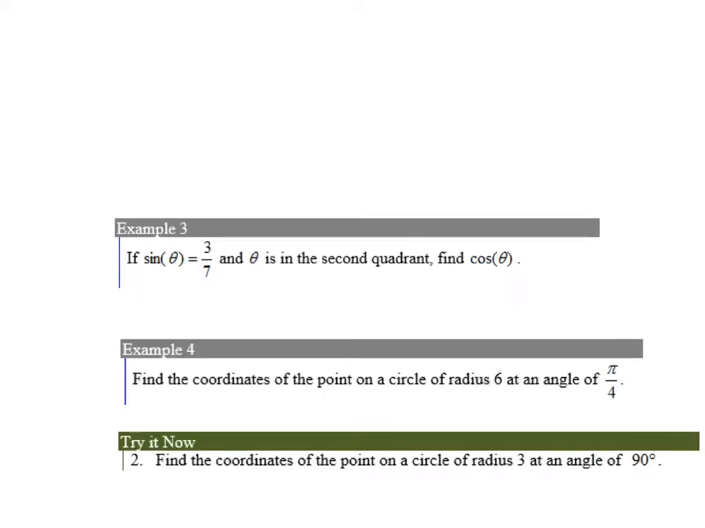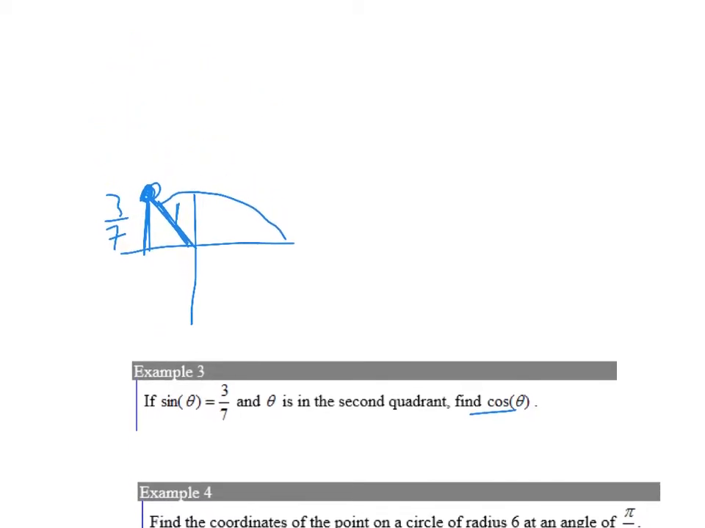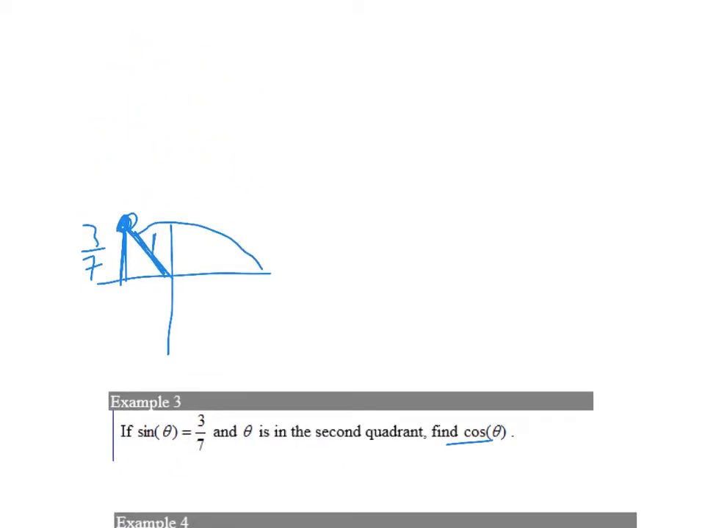So I'm going to show you a couple of ways to do this one. We could do it on the unit circle, just be consistent with what I've just showed you. They told me that theta is in the second quadrant. If I'm on the unit circle, the radius is 1. They're telling me the sine is 3 over 7, and they want me to find the cosine. Well, I know the y value at that point is 3 over 7. I don't know the x value yet. But because this is a right triangle, I can use the Pythagorean Theorem.